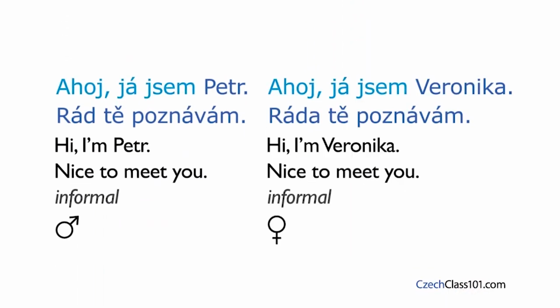Start by saying ahoj, já jsem. Then say your name. Ahoj, já jsem Veronika. Finally say ráda tě poznávám if you are a female or rád tě poznávám if you are a male.